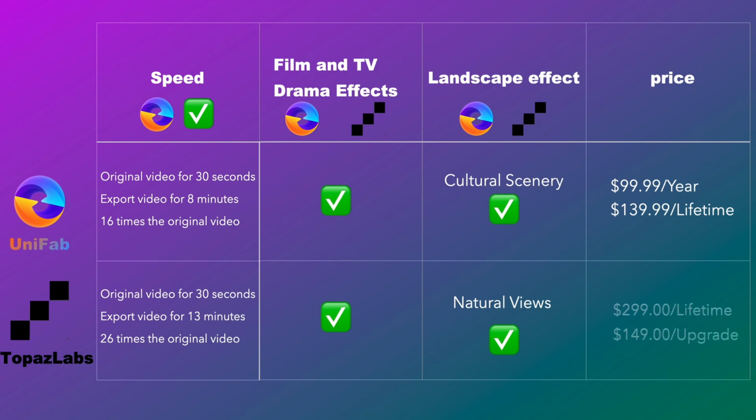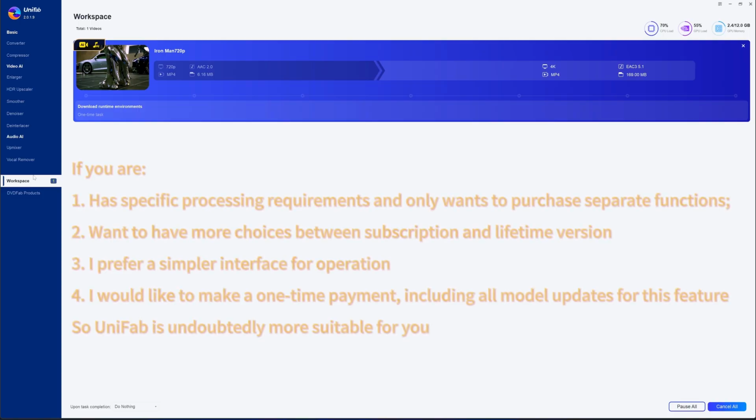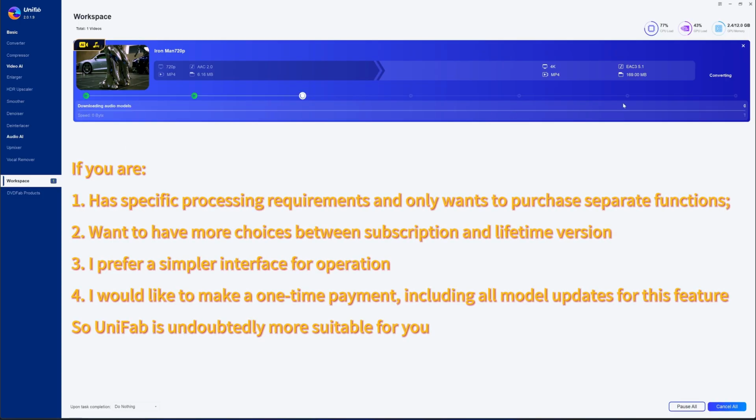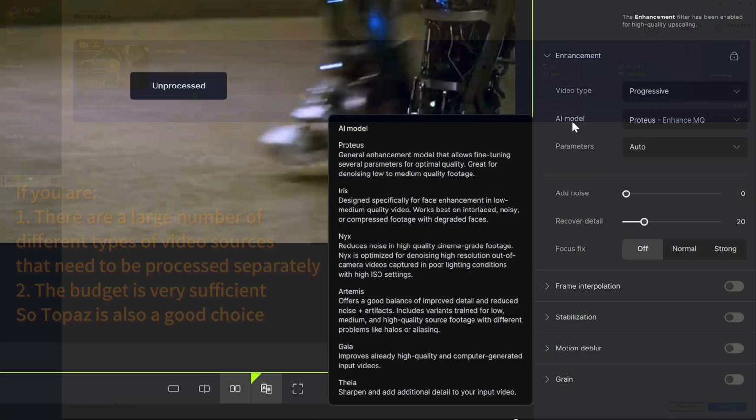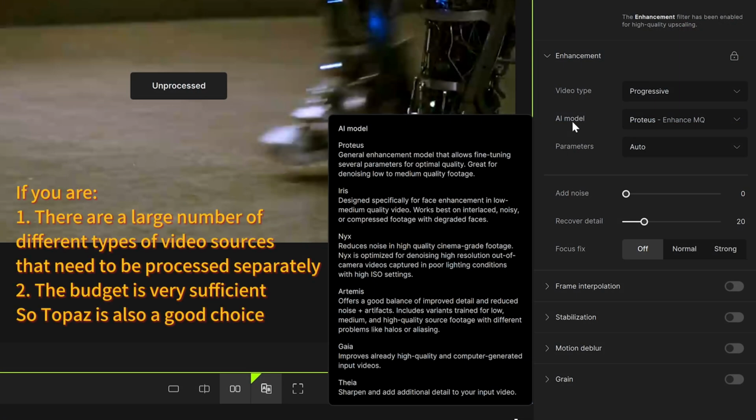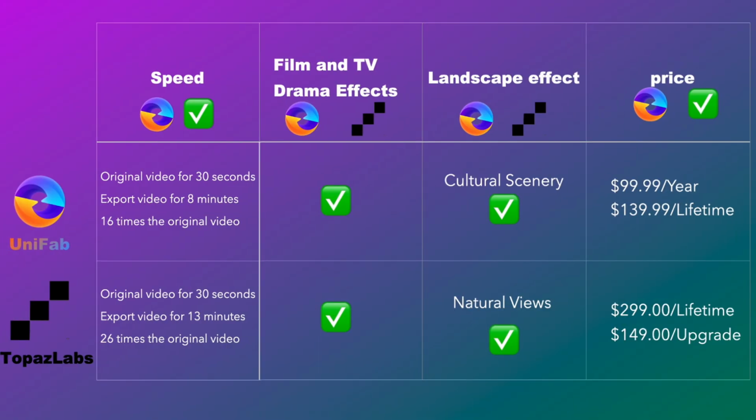If you are only a short-term user and only want to enhance video functionality, and the export effect is similar, the interface of UniFab is more concise. I think UniFab is more cost-effective. But if you need more models and faster export speed, then Topaz is more suitable for you. You can take a screenshot and save this form.